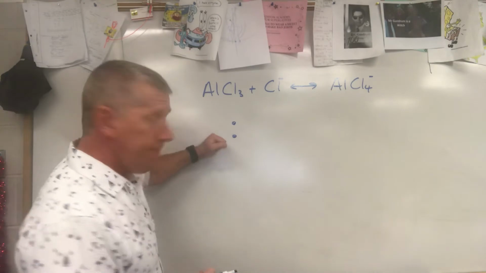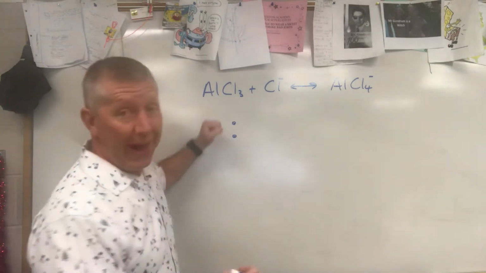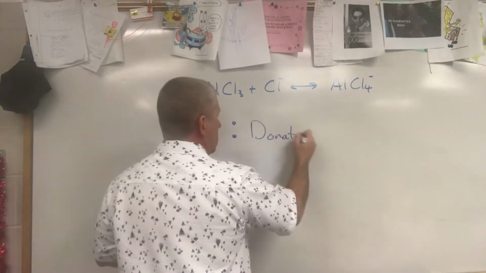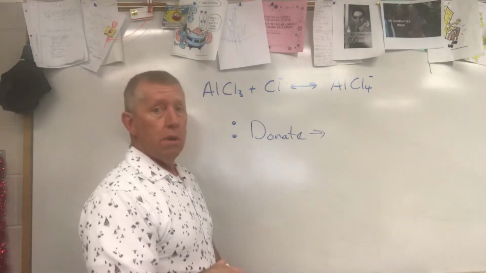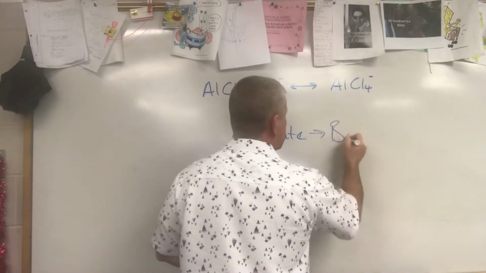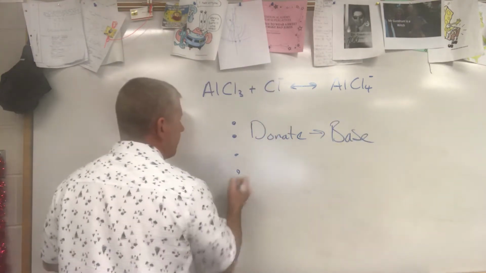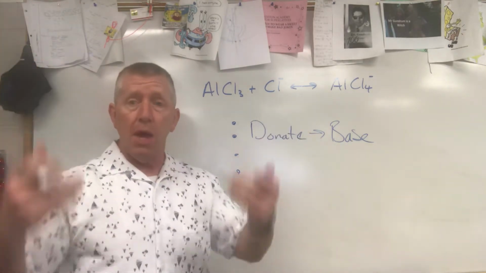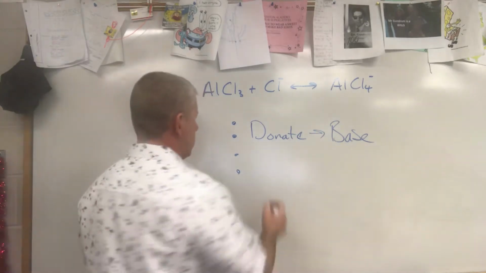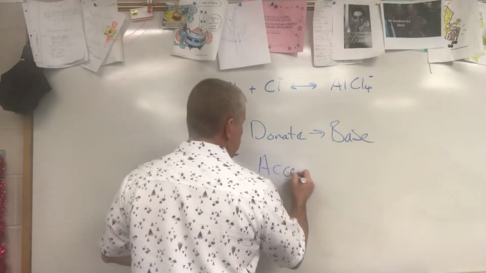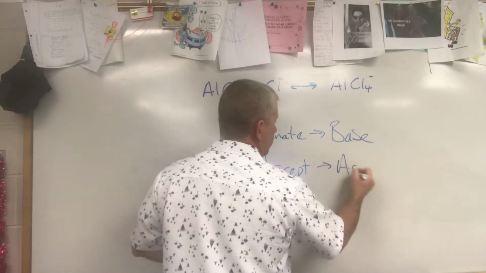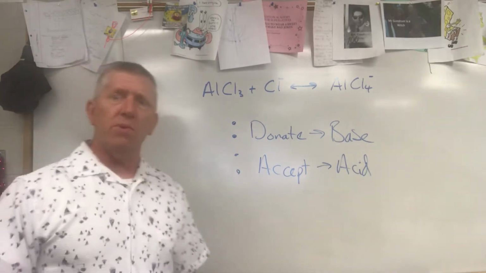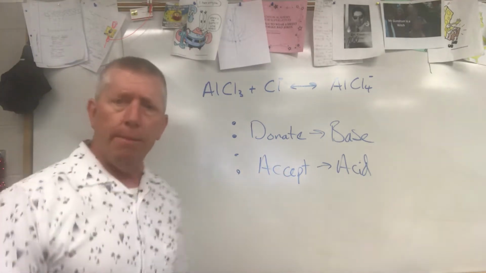If you are something that donates an unshared pair of electrons, then you are a base. If you accept them, you say, ooh, unshared pair of electrons, I want those, and you take those, you're an acid. So if you accept, you are an acid. All right. Well, I don't get it. That doesn't make any sense. Explain it to me. All right, let's go back to the ammonia, which I just used.